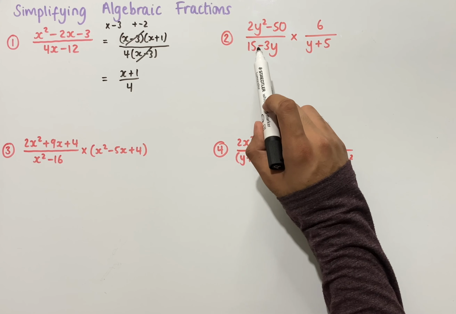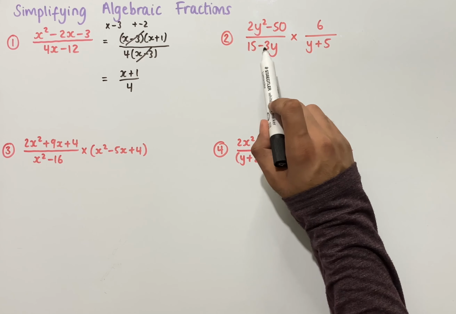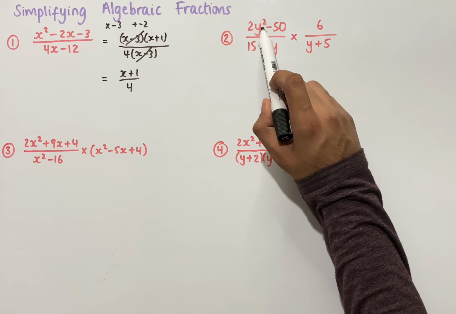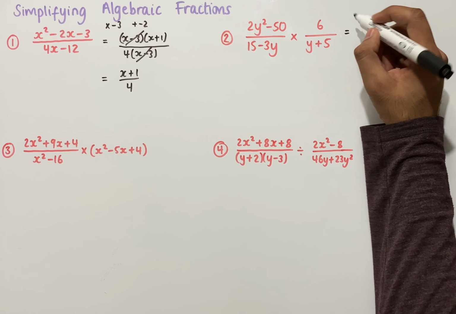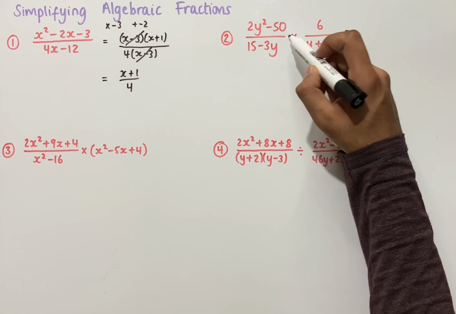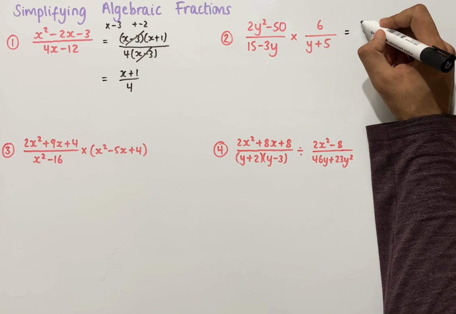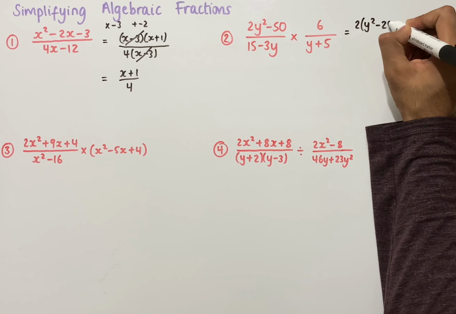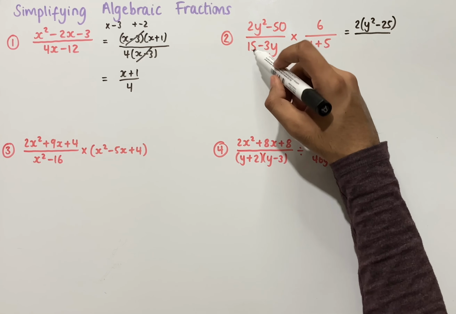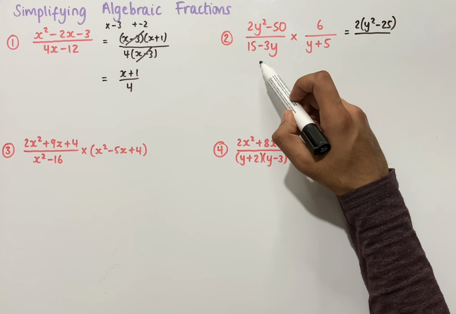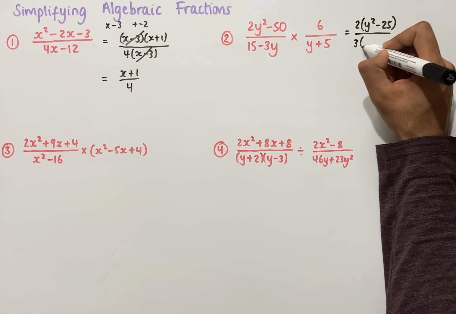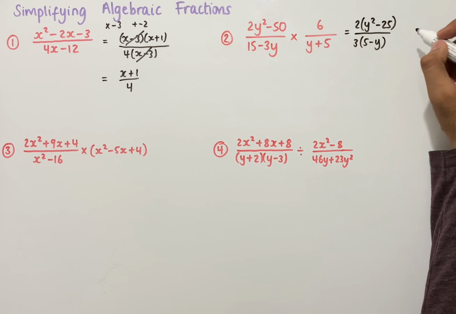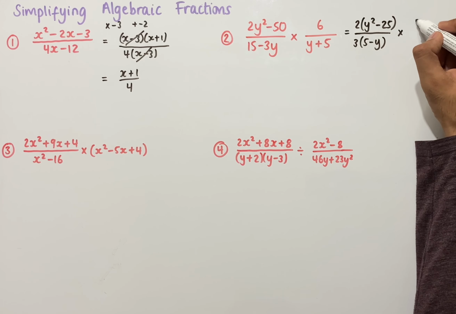The second example is to simplify 2y squared minus 50 over 15 minus 3y multiplied by 6 over y plus 5. So starting with the first fraction, we see that in the numerator, both terms, 2y squared and minus 50, have a highest common factor of 2. So factorizing the 2 out leaves us with 2 brackets y squared minus 25, and in the denominator, we see that both terms have a highest common factor of 3. So factorizing the 3 out gives us 3 and then brackets 5 minus y.